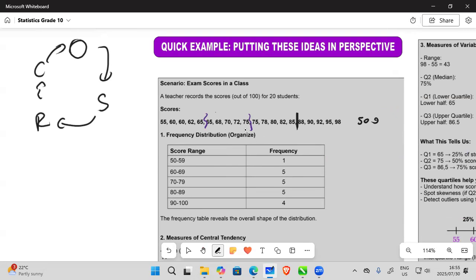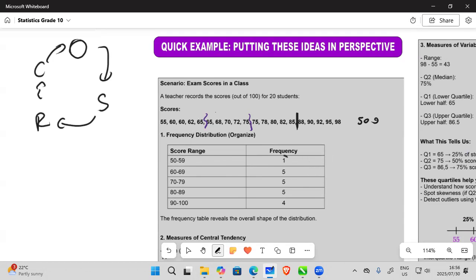So to organize large data sets, we put them into ranges or into groups. So we have the 50 to 59 group, we have the 60 to 69, 70 to 79, 80 to 89, 90 to 100. You can do this as long as you have intervals that will cover the entire data set, right? So between 50 and 59, 1 person scored there. Between 60 to 69, 5, and so on. So you count the number of values that fall in these categories and you write them down here.